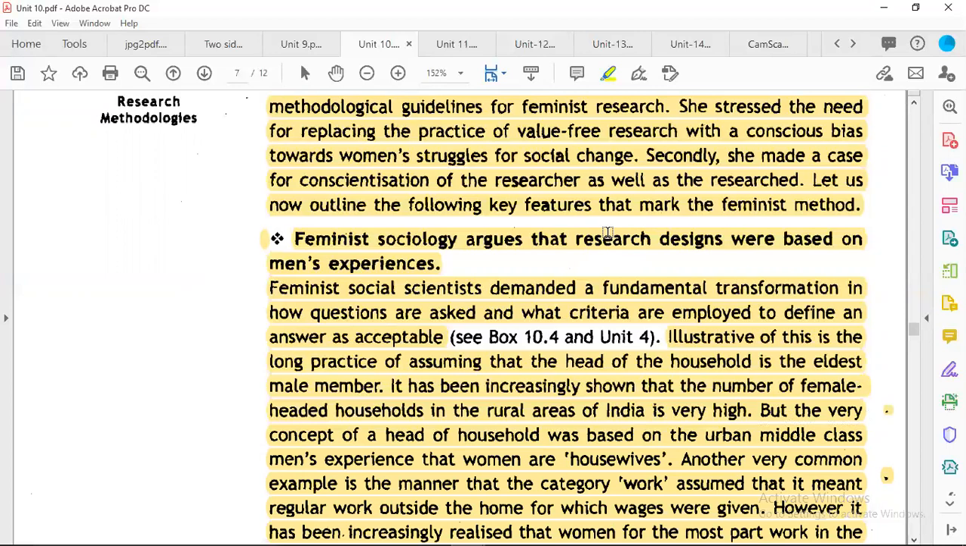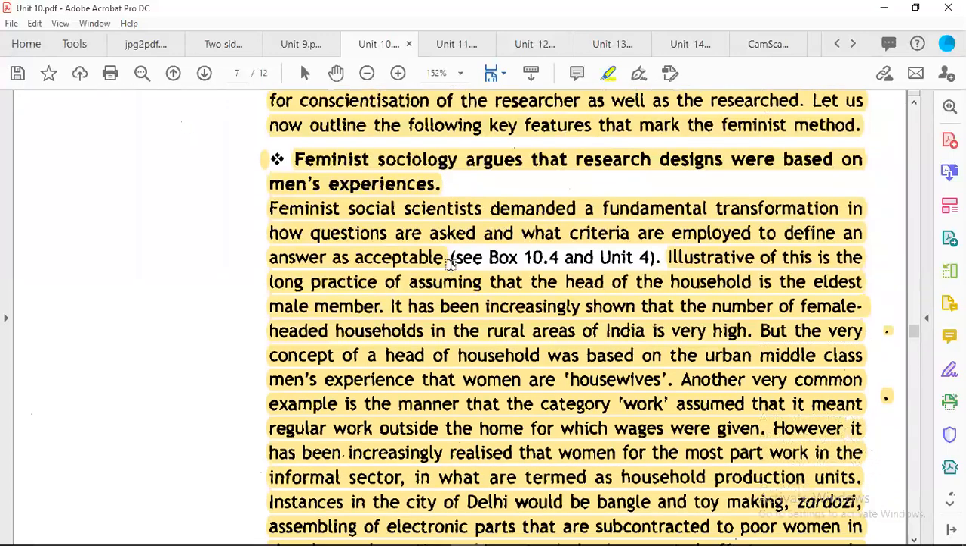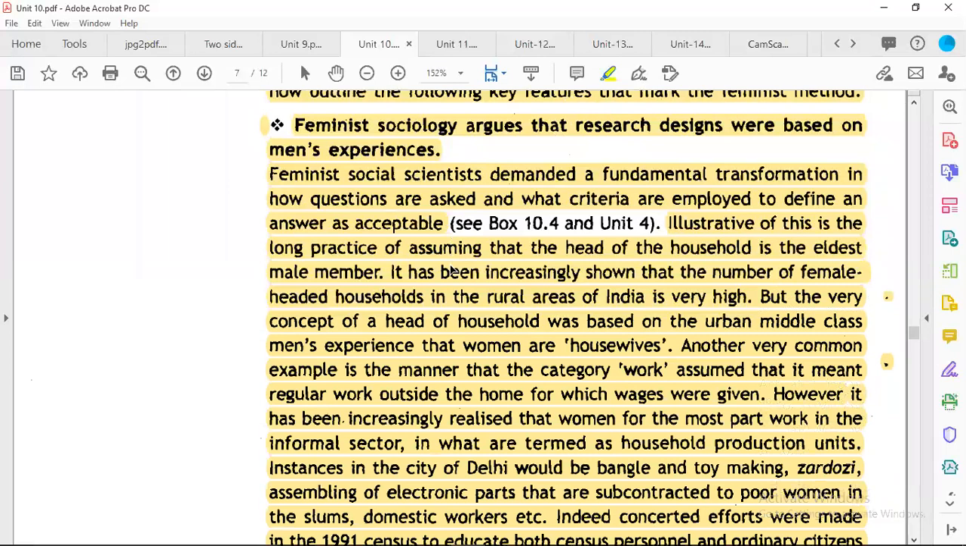Feminist sociology, the first point: feminist sociology argues that research designs were based on men's experience. Yes, now we already know that feminist sociology argues that the research designs of the classical theory of functionalism or any other theory were typically based on men's experience. There is no perspective or aspect related to women.